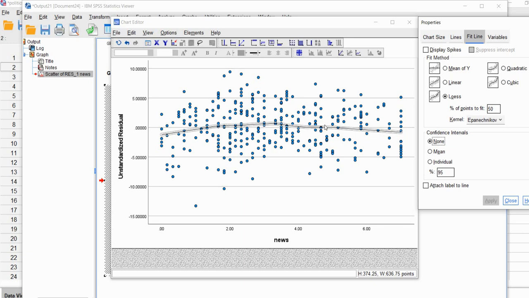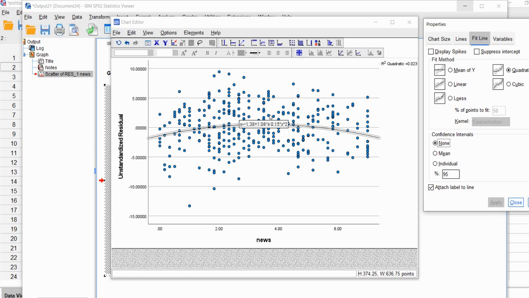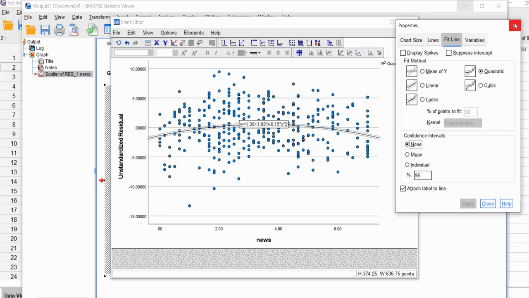in terms of the fit, it looks like there is some indication of curvature going on. I could even click on Quadratic right here and click Apply, and you can see that curvature a little bit more clearly right here that's taking place. So it might be the case then that we want to model this relationship as quadratic.